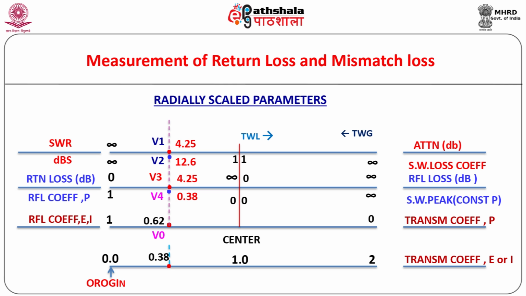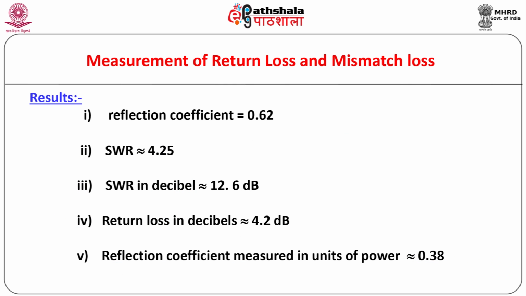Note the numbers at these points from the scales. Then the number at V1 gives the value of SWR, the number at V2 gives the value of SWR in decibels, the number at V3 gives the value of return loss in decibel, while the number at V4 gives the value of reflection coefficient measured in units of power, which is nothing but the square of the reflection coefficient measured in terms of voltage or current. Thus, accordingly, from the Smith chart, we obtain the desired values as shown.